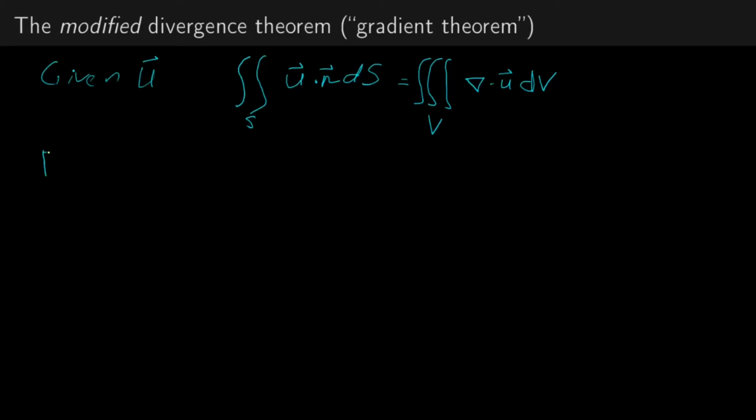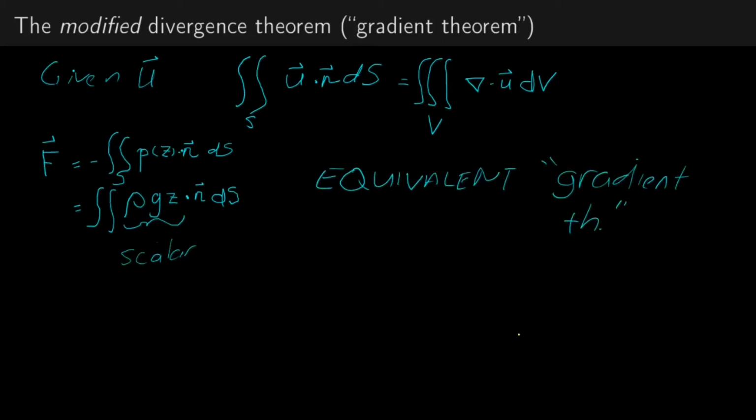Now, coming back to our resultant force, it is the integral of pressure, which is a scalar field. As you can see, P is simply rho gz, we did this before. So it's not like the original u, which is a vector field. We cannot simply substitute this into the divergence theorem. So we have to do something different.